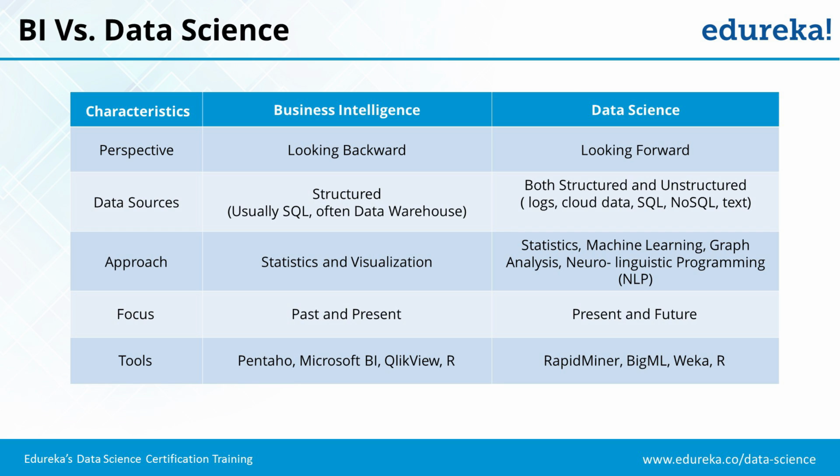Then the data sources. Data sources in business intelligence were usually structured, like I said, SQL, data warehouse, or databases like Oracle. But in data science, what we are looking at is not just structured data, we also have unstructured data. So data can be coming from anywhere. It can be logs from applications, it can be cloud data, it can be SQL, NoSQL, it can be text data, it can be Twitter or Facebook feeds and posts and comments. Any kind of data can be there.